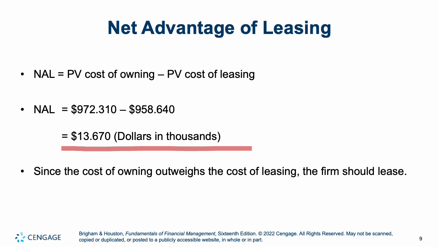So not always is leasing better. It all depends. But if leasing is cheaper than owning, companies would rather lease because it doesn't really matter to them. They just want to use this product for a given amount of time, and therefore, in this case, it makes more sense to lease. They would save about $13,670. So since the cost of leasing is less than owning, the firm should lease here. So net advantage of leasing, you'll probably see a question or two on the homework and the exams to come. And if you do, remember, if it's positive, leasing is better. If it's negative, owning is better.